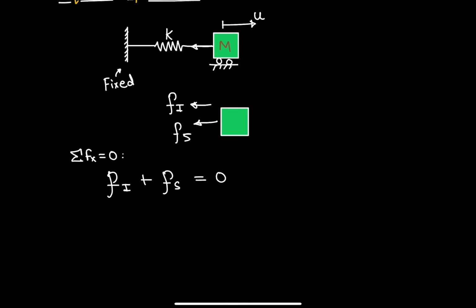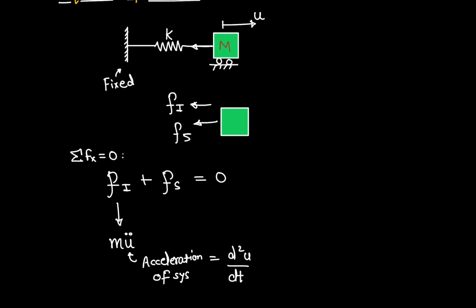So now what is Fi and what is Fs? So Fi is force due to inertia, which is m u double dot, where u double dot represents the acceleration of the system, which is double differentiation of displacement with respect to time. Fs is the spring force, which is directly proportional to the displacement of the body but in the opposite direction. So that is K times U, where K is the stiffness coefficient of spring.